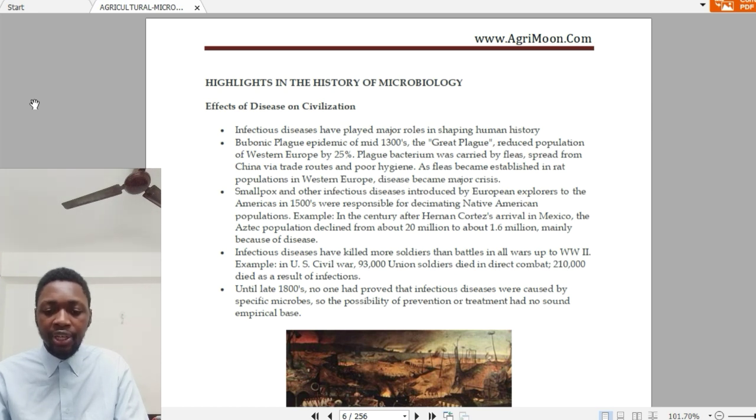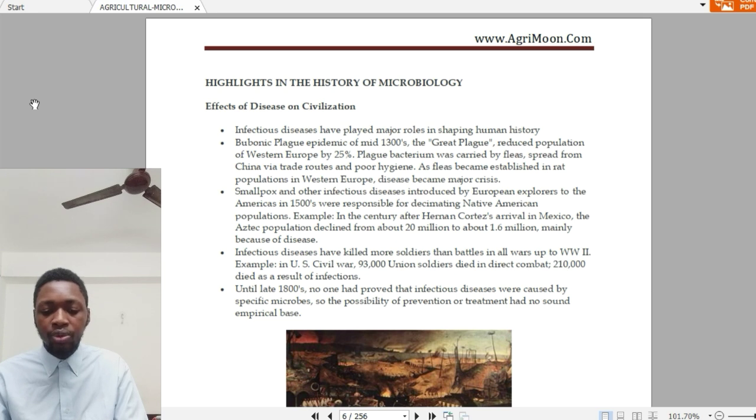Infectious diseases have played major roles in shaping human history. Smallpox and other infectious diseases introduced by European explorers to the Americas in the 1500s were responsible for decimating Native American populations. For example, in the century after Hernan Cortez's arrival in Mexico, the Aztec population declined from about 20 million to about 1.6 million, mainly because of disease.